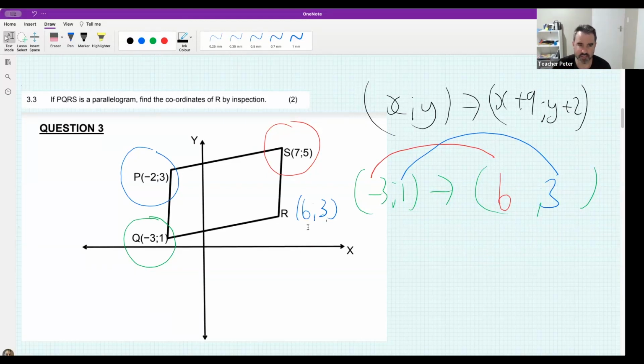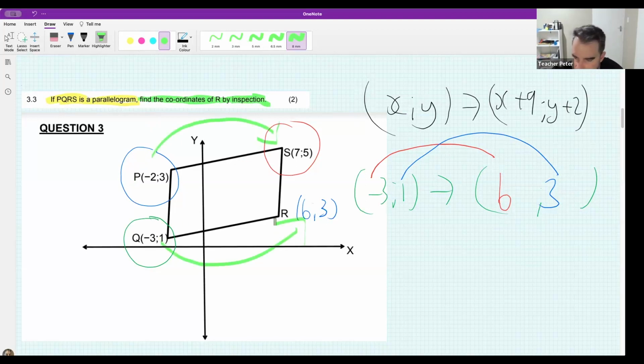So that's how, if they say to you something is a parallelogram, so they literally say, if this is a parallelogram, find the missing coordinate of the missing point using inspection. We can use basically this idea of, I know the journey from here to here is like that. Well, then I need to go on the same journey to get to that. These inspection questions are only, well, it's literally here, it's 2 marks.